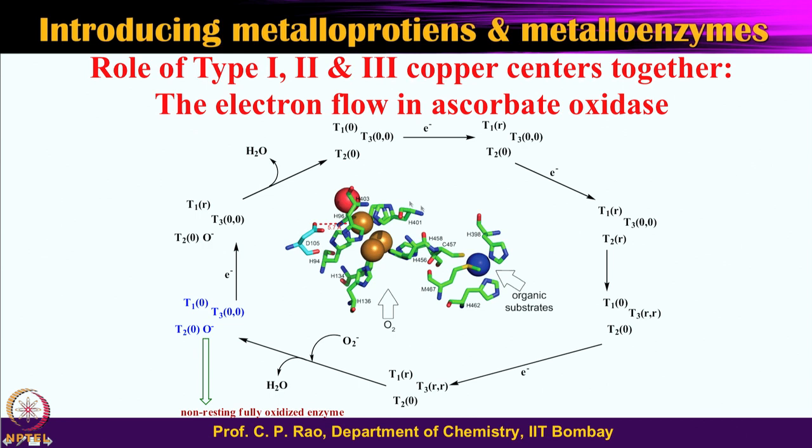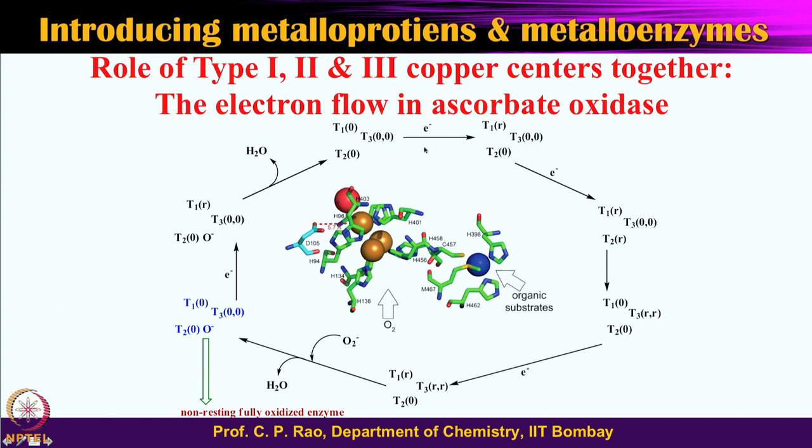Let us call type 1 as T1, type 2 as T2 and type 3 as T3, and in the bracket it is shown some value. For example, here 0 is to be taken not as 0, but as oxidized kind of thing. So, T2 oxidized, T3 oxidized, T1 oxidized. So, all the 4 coppers are in oxidized state.